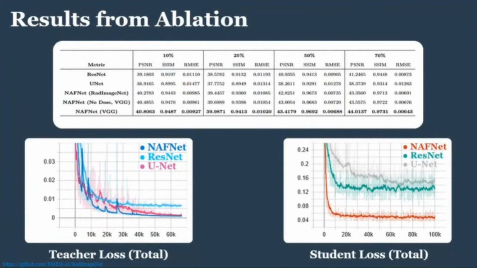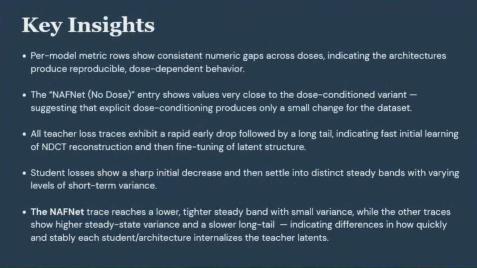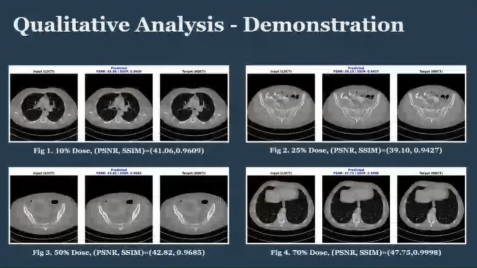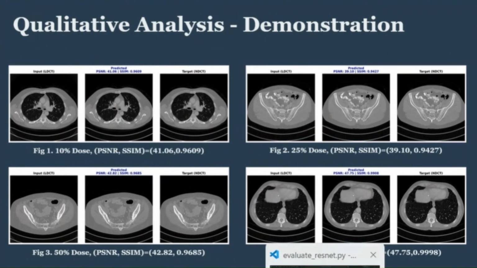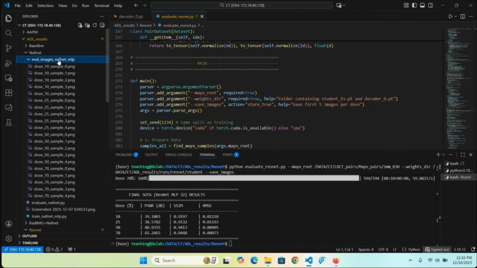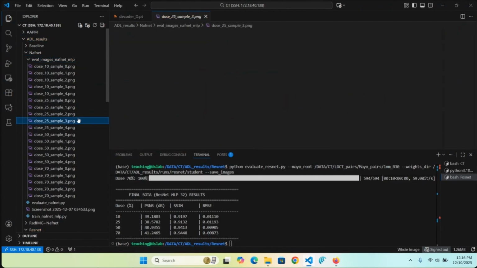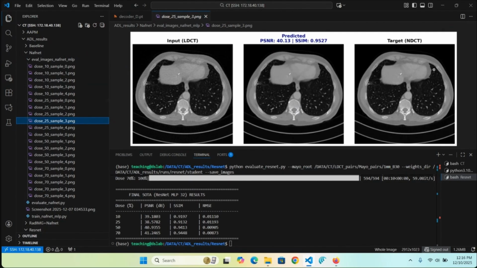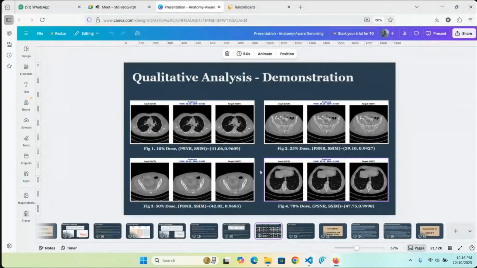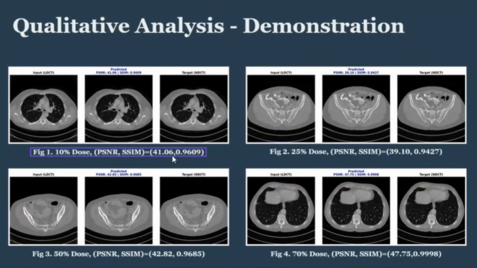Now we'll move on to the next slides. So these are the key insights, and I have told you which was the best performing, NAFNet, and the worst performing was UNet. Now we'll come to the qualitative analysis demonstration. We'll see from where we have gathered them. These were the images which we took as samples, like this one, at 25% dose, the third sample, or the second sample from 70% dose. We have shared some snippets, some clips, from these eval images only.